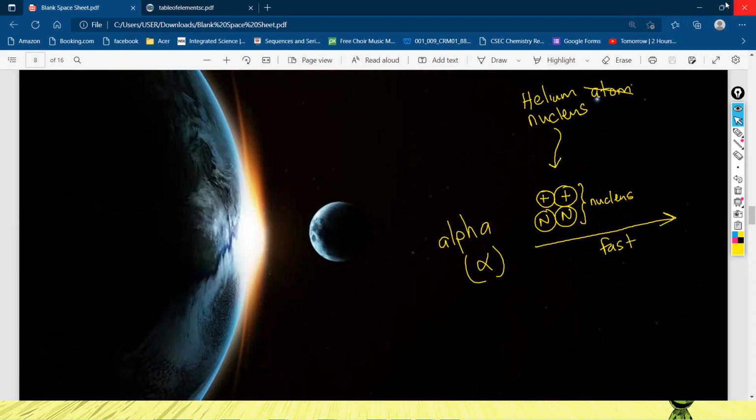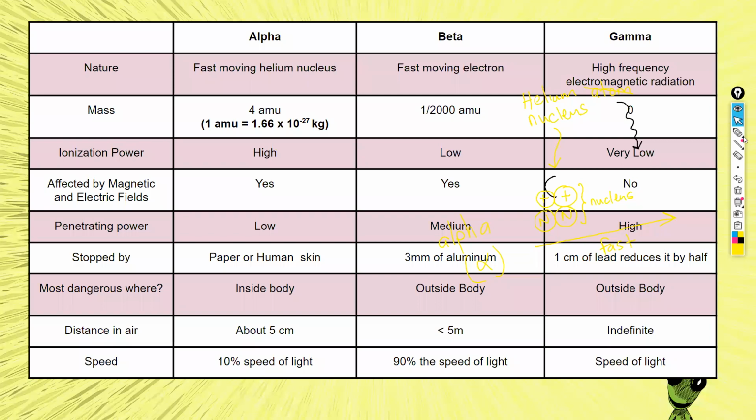And that's what I'm trying to say in this sentence over here, right? Alpha is a fast, and I use the keywords, alpha is a fast moving helium nucleus. So someone asks, well, how do you make it move fast? The truth is, we don't make it move fast. Whenever an atom is sick, right, it will vomit out the alpha particles at a very, very, very high speed.